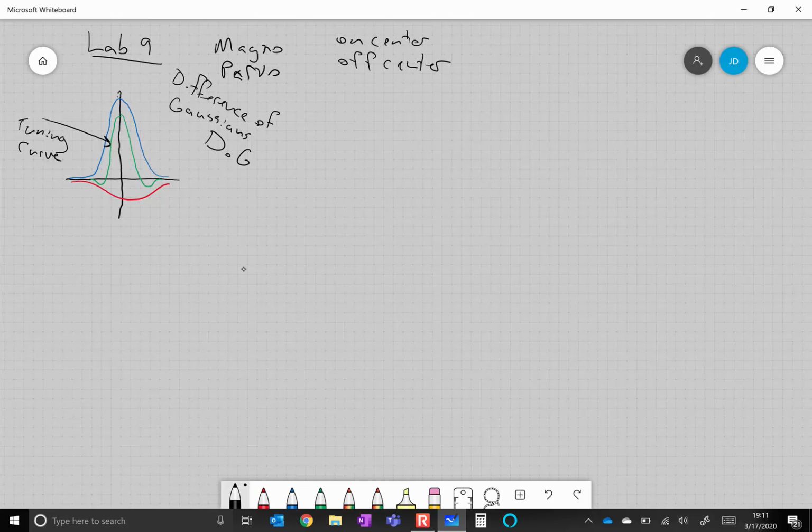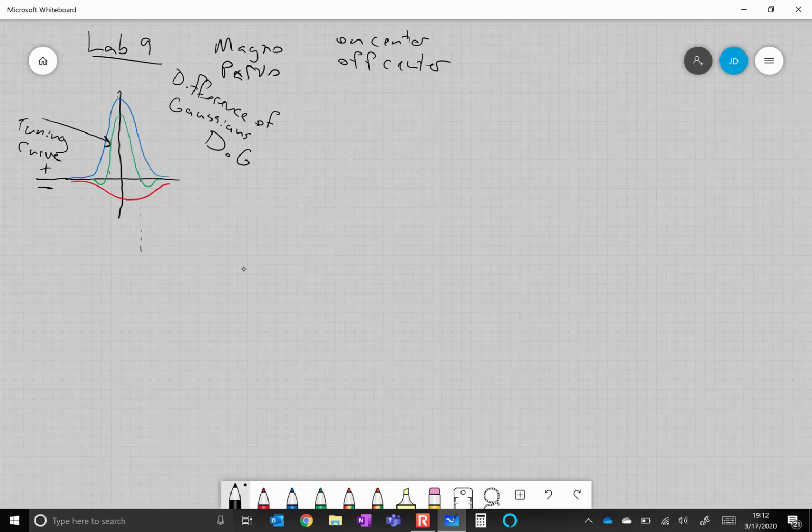Now, if we take a look at this, the first thing we want to figure out is whether this is an on-center or an off-center. So the first question we want to ask is, which portion of that tuning curve, of that difference of Gaussians, is above the x-axis? Anything above the x-axis is going to be excitatory. Anything below that is going to be inhibitory. So it's quite obvious from the outset that the center of that final tuning curve is above the x-axis, making it excitatory.